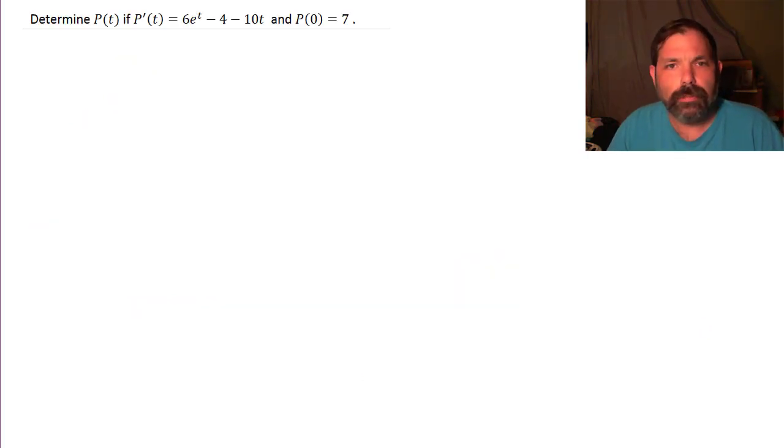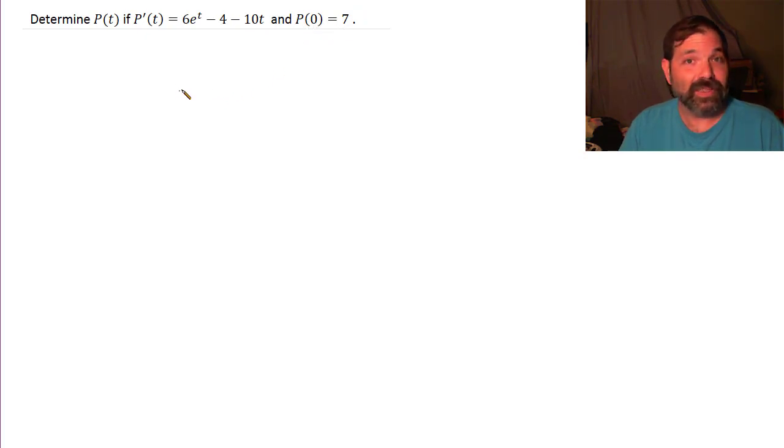So here we're told to determine P of t if P prime of t is 6e to the t minus 4 minus 10t. Determine the function given the derivative of the function, and then we're given this condition. We're told that P of 0 is 7. Now really, what we're doing here is solving a differential equation because we're given the derivative and we're trying to find the original function.